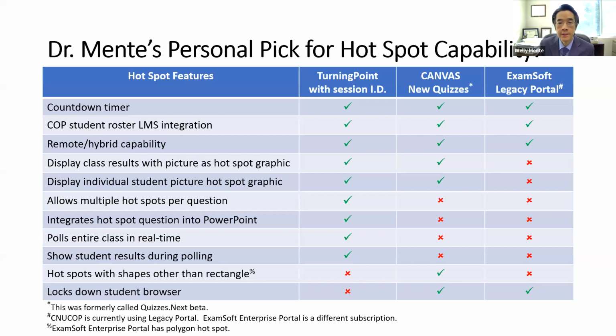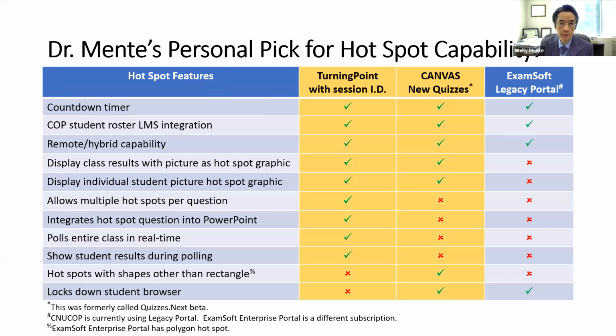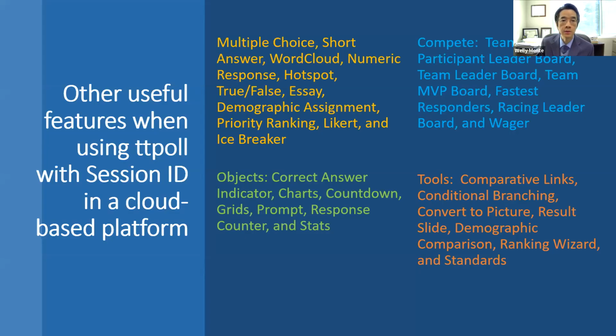Remember that slide I showed you earlier, the difference between Turning Point with Session ID, Canvas New Quizzes, and ExamSoft. The two I found best to use here at the College of Pharmacy were in particular Turning Point with Session ID and Canvas with New Quizzes, especially with that polygon shape, being able to shape out those hotspots. It was quite useful. So those are my top picks.